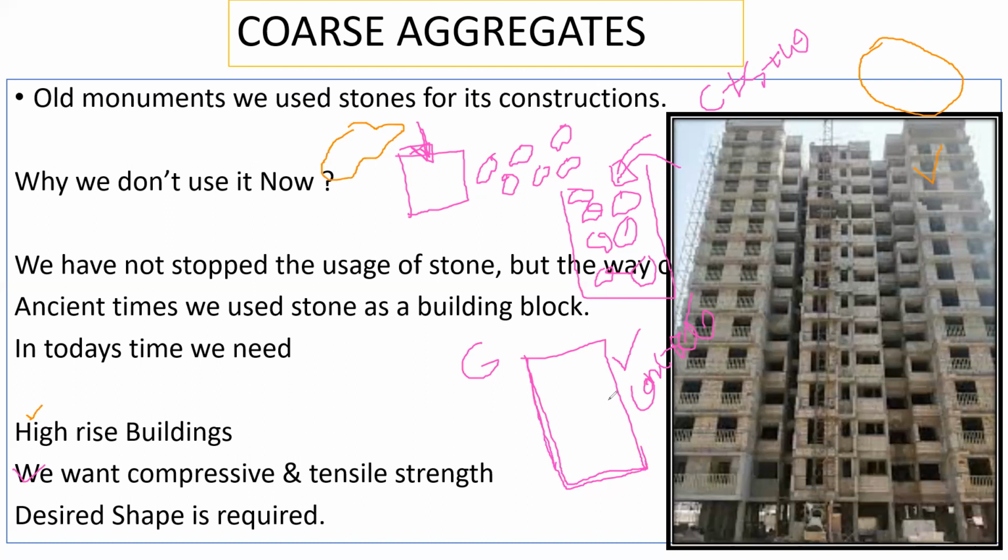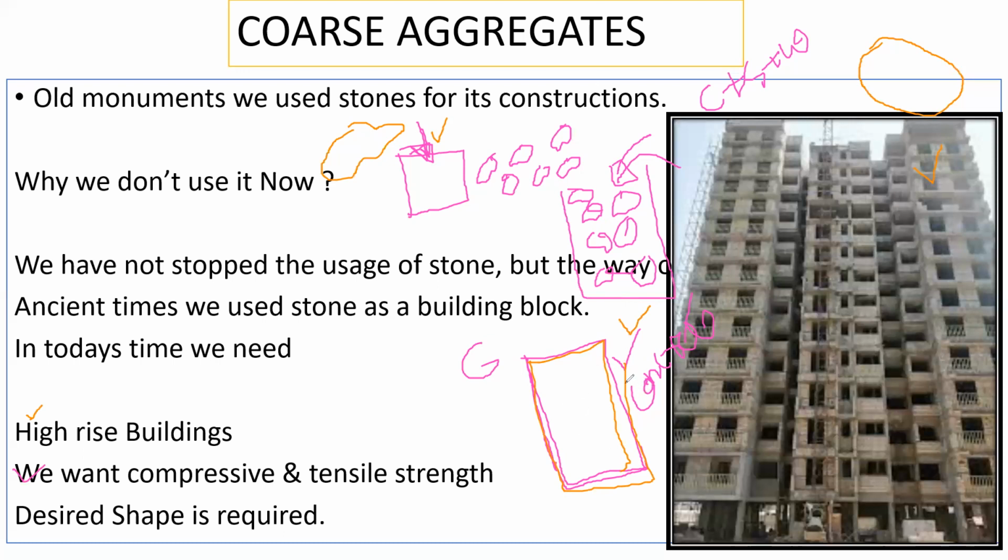So what I'm trying to tell is, we have not stopped the usage of the stone, but the way the stone is used has changed. Finally, this is like a stone only, no? Once you put the aggregate and the cement mortar, and once you take it out, finally it's going to look like a stone only. Before also we were using stone, in olden days. Now also we are using stone only, but the way of using the stone has been changed. We have broken down the stone, tried to add the cement mortar, and finally we got a desired shape.